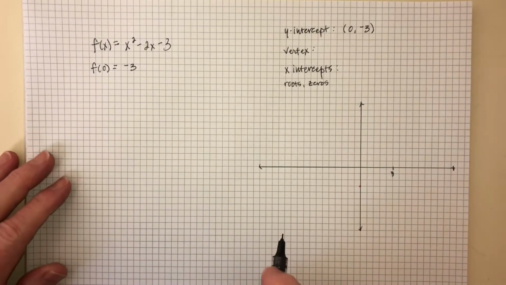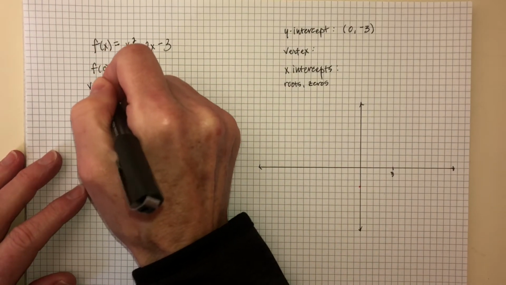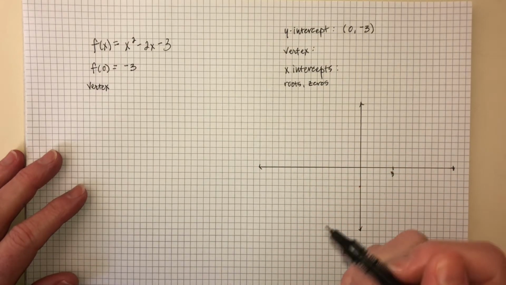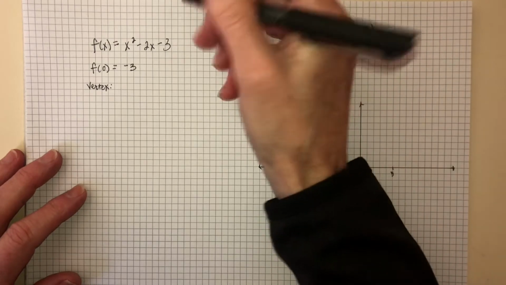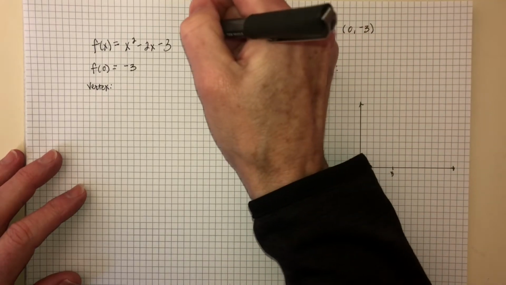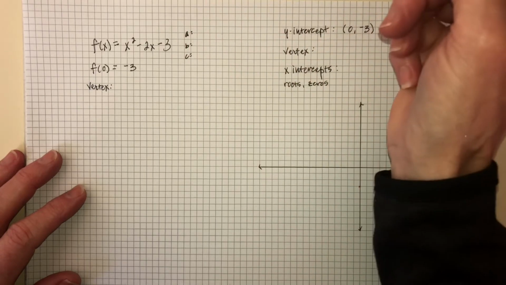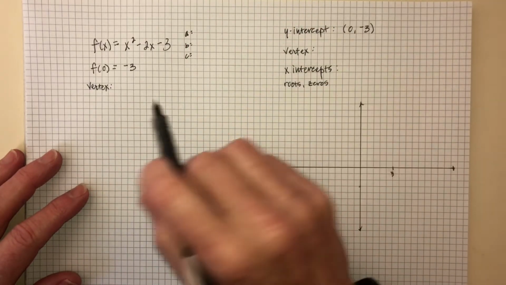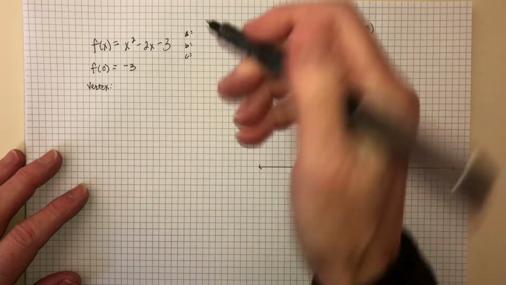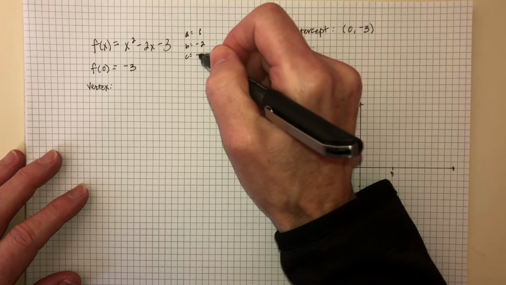All right, the vertex, we'll want to get our x and y value for that. Now, one thing that's helpful when you're working with quadratics is to list out your coefficients, a, b, and c. This will be helpful not just for the vertex, but if you're doing the quadratic formula. So our coefficients here, a equals 1, b equals negative 2, and c equals negative 3.